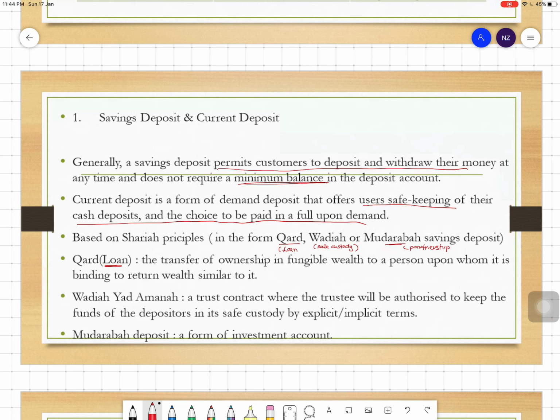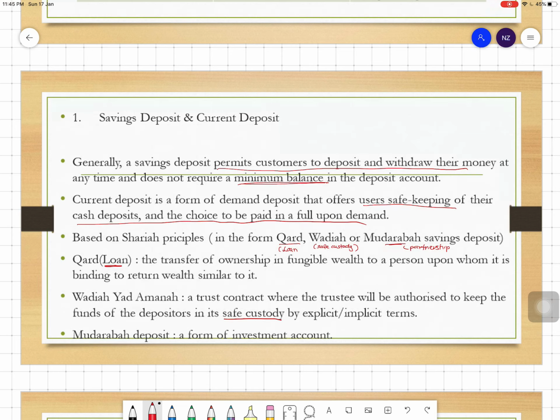Wadiah yad amanah, dia lebih kurang macam saving account yang kita masukkan duit di dalam account itu untuk disimpan lah, for the safe custody, for the safekeeping of that money, right? That one is wadiah yad amanah. So dia punya keyword is this safe custody.